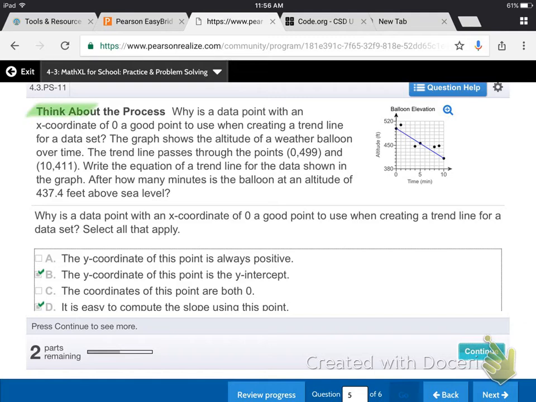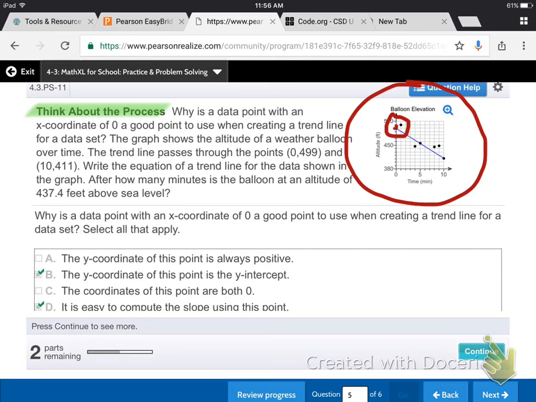We're going to think about the process here. We have a picture over here. Let me make that a little skinnier. We have a picture right here, and some writing. Let's see what it says. Why is a data point with an x-coordinate of 0 a good point to use when creating a trend line for a data set? Okay, so why, in other words, do we want to start right here on the y-axis when we start drawing our trend line? Right there.